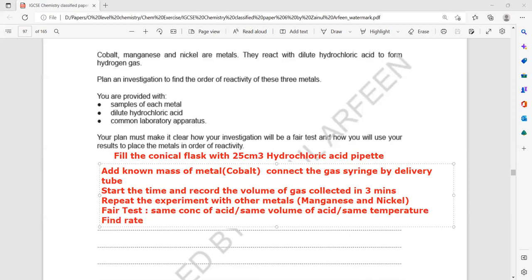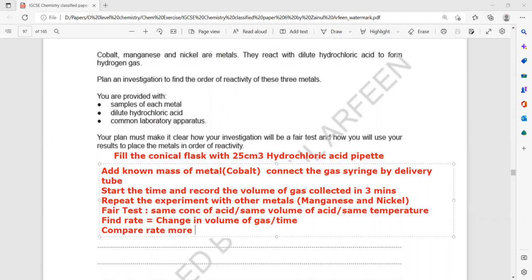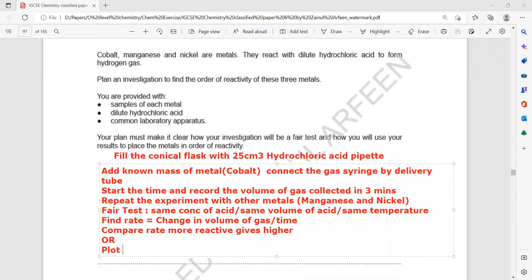Then how can we find the rate? Find the rate by using the formula: change in volume of gas divided by the time period. And you can compare the rates. The metal which is faster will have a higher rate, so the more reactive metal gives a higher rate. This is one way. Or, if you want to compare, you can plot a graph between the volume and time. Can we mention always adding excess metal? You can mention that as well, but because we want to work out the initial rate, using the initial rate we can work out which is more reactive. So even if it reacts completely or not, that won't make much difference.